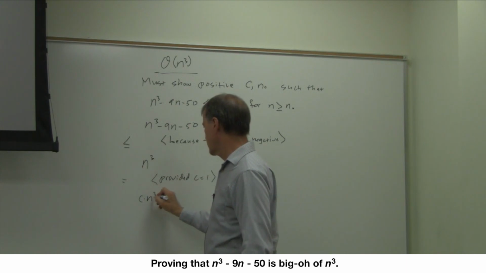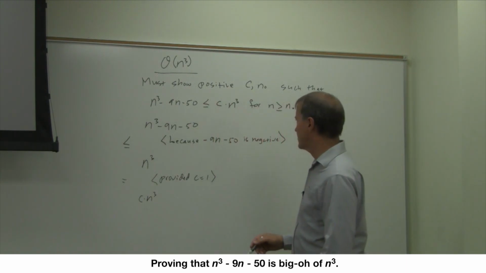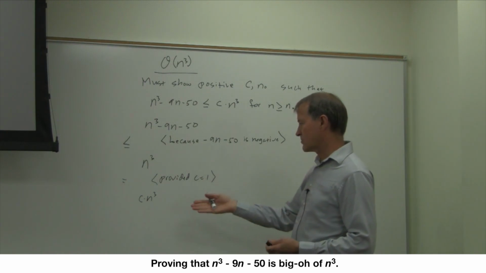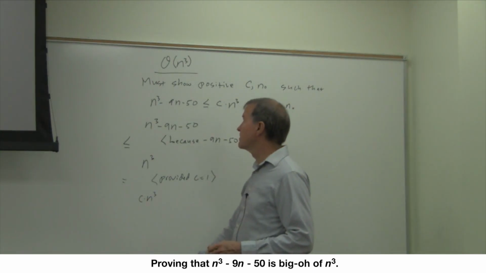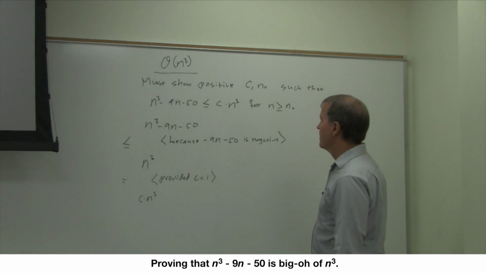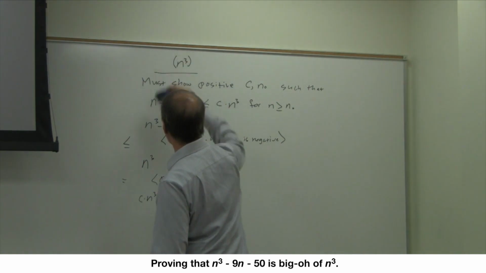C times n cubed, right? So therefore, any n naught will do. So c equals 1 and n naught equals 1. That's the easy one. Okay? So that one was easy. The hard one is this.